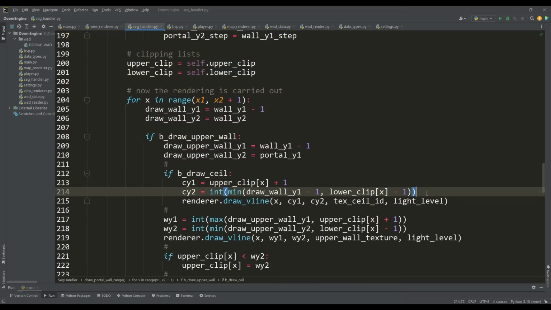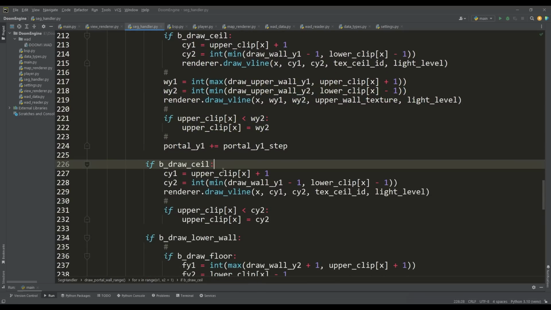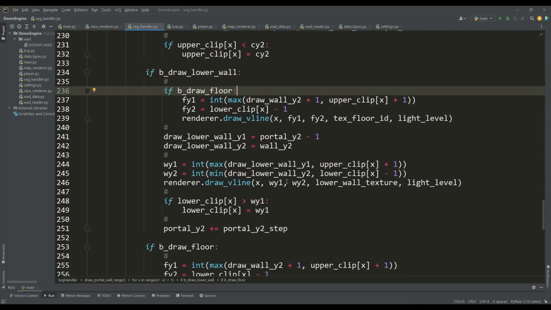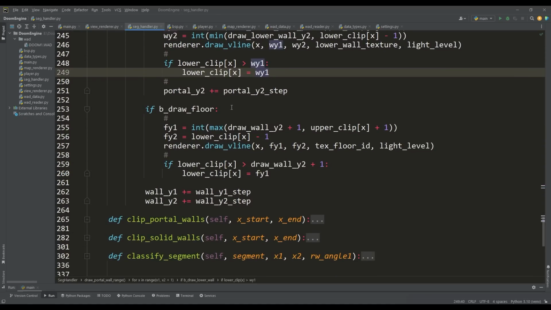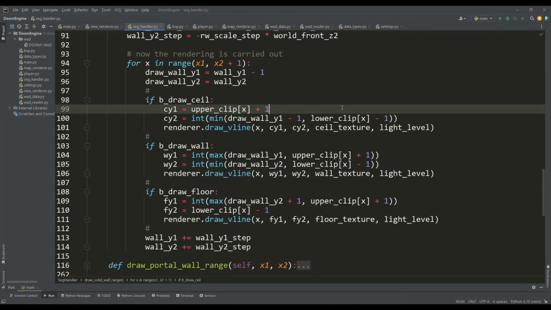We start rendering from the ceiling, checking and getting the coordinates of these parts from the clipping lists, and after rendering the upper or lower part of the portal wall, as well as the floor and ceiling sections associated with it, we again update this clip information. And accordingly, we should check the clipping lists and select unoccupied Y coordinates in the solid wall rendering method.